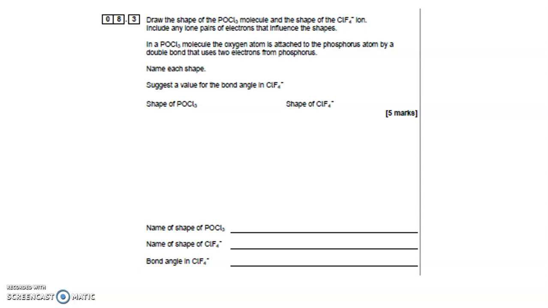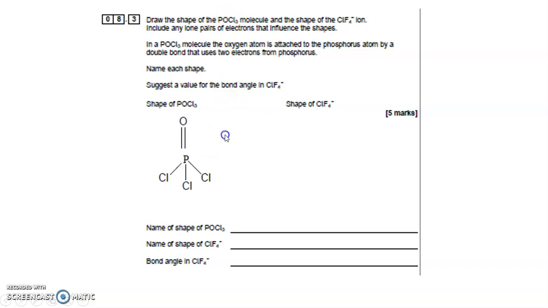Draw the shape of the POCl3 molecule and the shape of ClF4 minus, and suggest bond angles. So phosphorus is in group 5, so it's got 5 electrons in its outer shell. Oxygen's in group 6. Now oxygen wants to gain 2, so it's going to put 2 into a covalent bond and take 2 from the phosphorus into a double covalent bond. So the oxygen will put 2 into the covalent bond and expect the phosphorus to put 2 into the covalent bond. So that means phosphorus had 5, it's put 2 into the P to O double bond, and it's got 3 left over, so it's got 3 Cl's bonding those 3 remaining electrons.